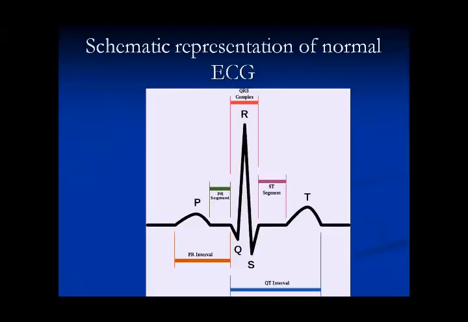I think it would be over here. This is the PR segment, this one. A straight line, that is the isoelectric line, because there is no difference in polarity and there is no flow of current. So there is no deflection. So segments are always on the isoelectric line, the PR segment and ST segment. Both these are on the isoelectric line, right?